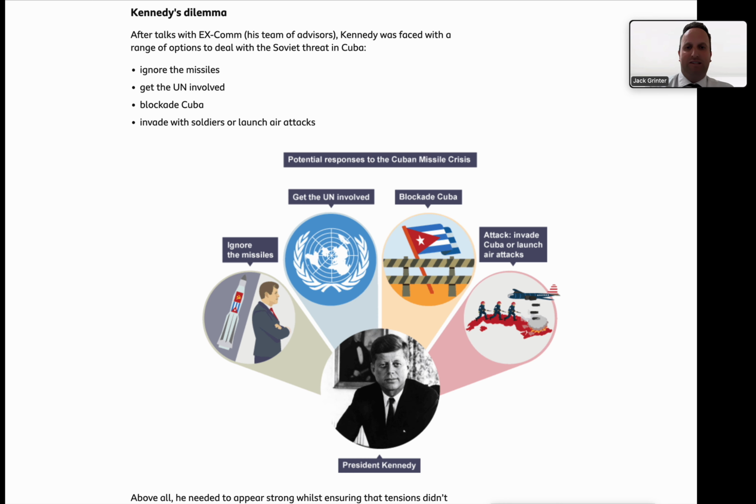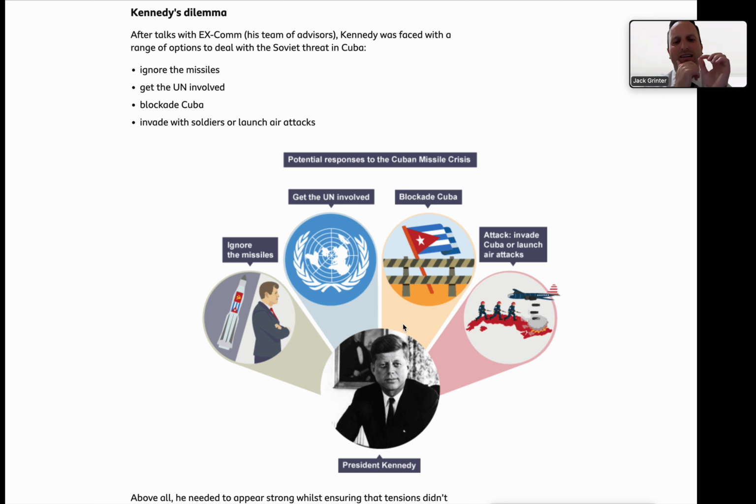So Kennedy's got a real dilemma here. What does he do? And his advisors are called, his team advisors are called EXCOM. They came up with options of what to do. They could ignore the missiles. They could get the UN involved, United Nations. Remember, UN was established at Yalta in Key Topic 1. They could blockade Cuba, which means block off any ships coming in, or they could actually do a full-on invasion where they invade Cuba.